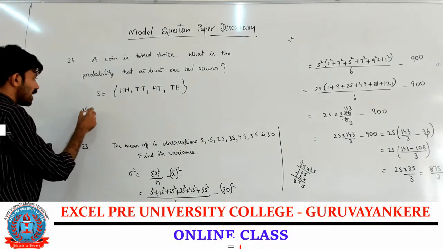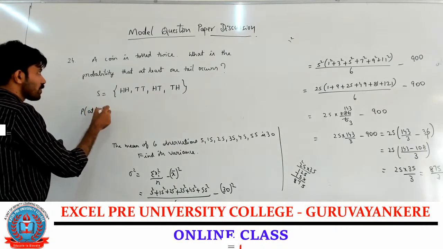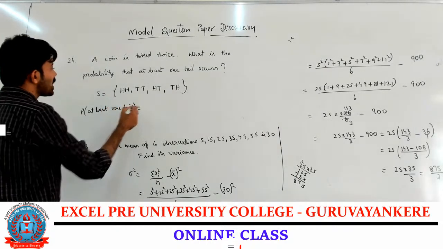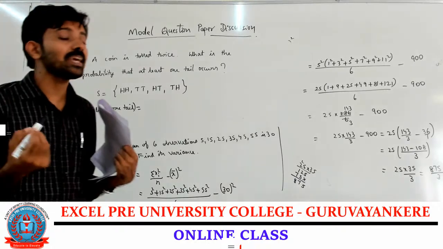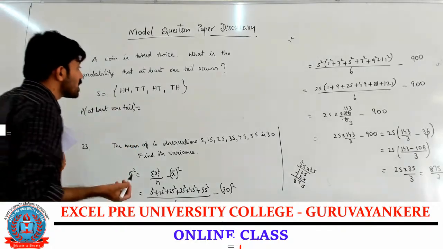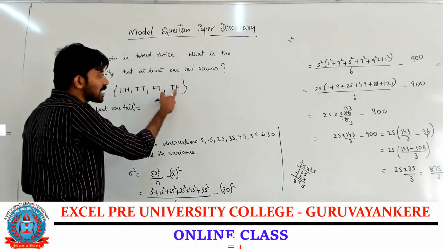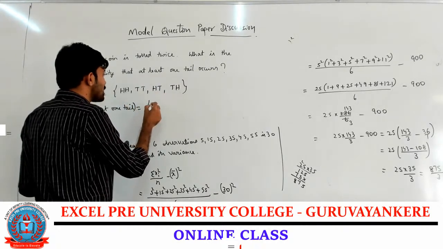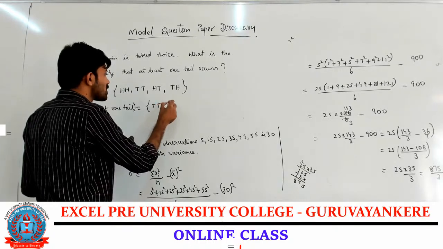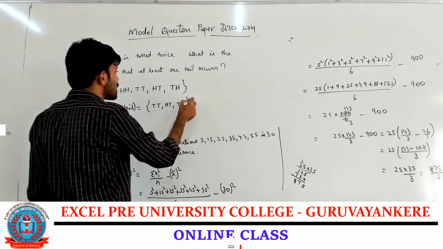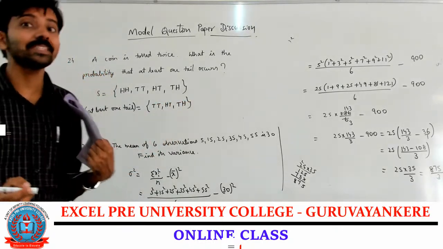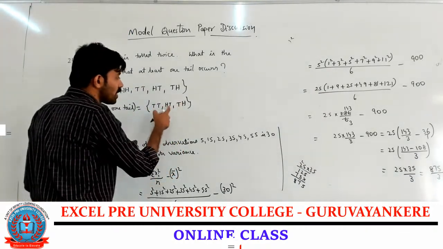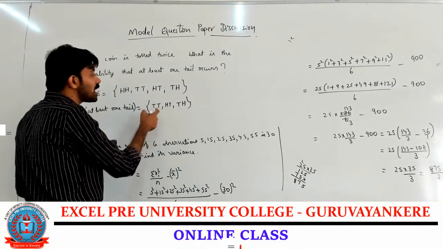Probability of at least one tail. At least one tail can be one tail or more than one tail. In these two cases there is exactly one tail. In this case there are two tails. So the event of at least one tail is TT, HT, TH. Correct? These are the cases where we have at least one tail. At least one tail is minimum one tail, which is one tail or two tails.